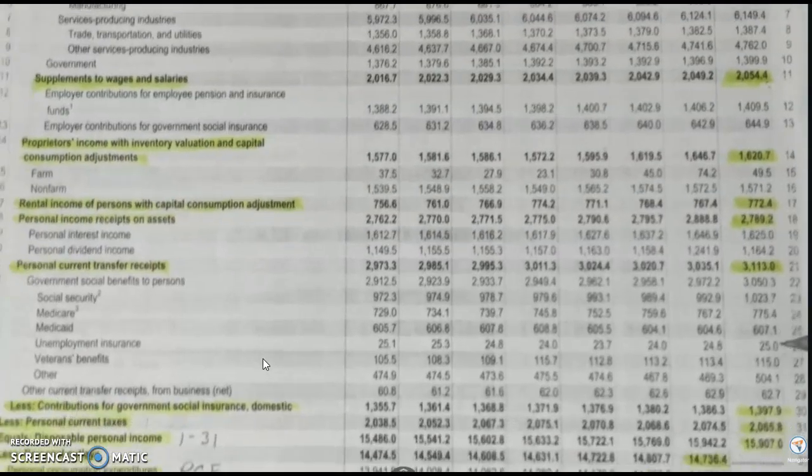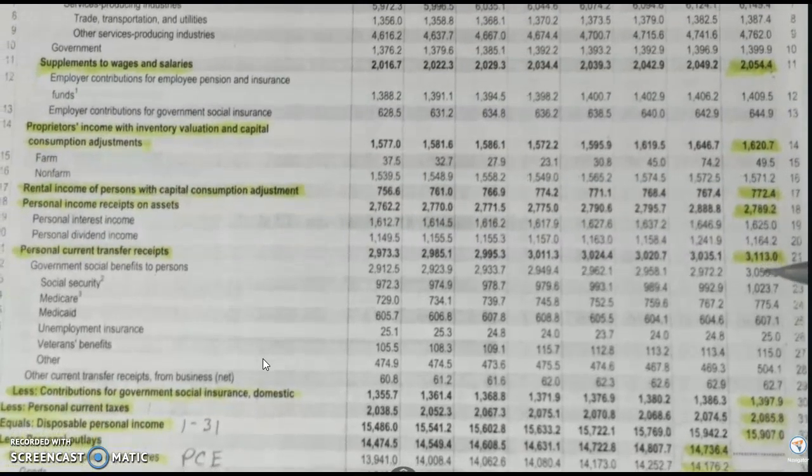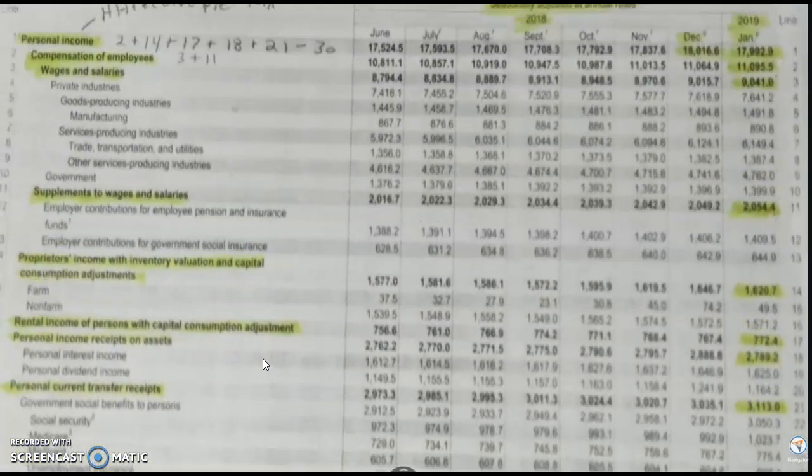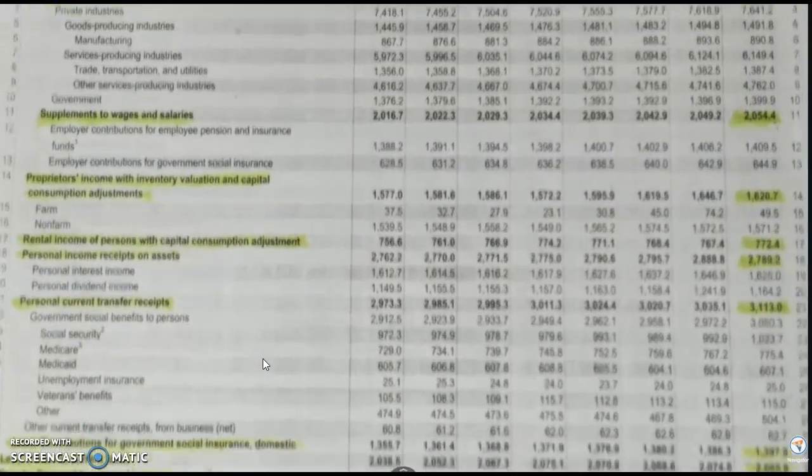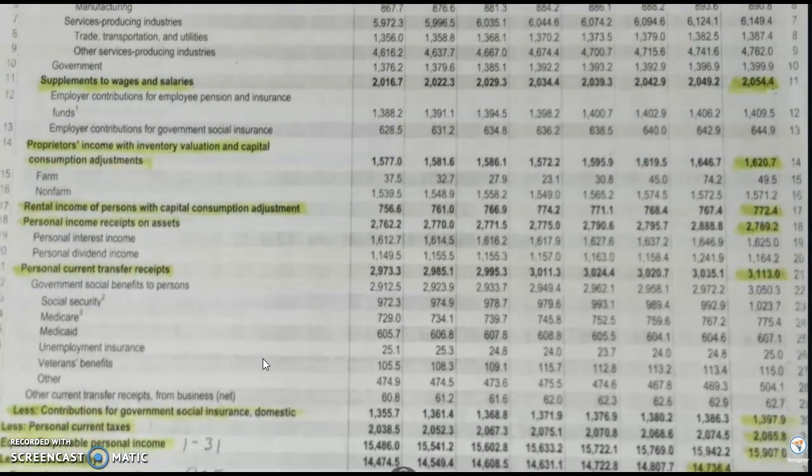And then we go down a little further, and you'll notice we have personal current transfer payments. This one is a decent sized number, 3 trillion. So if you think about that, 3 trillion out of a total of 17, almost 18, what is it? I'll just do a crude figure here, 3 divided by 18.